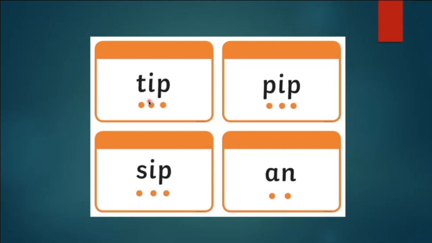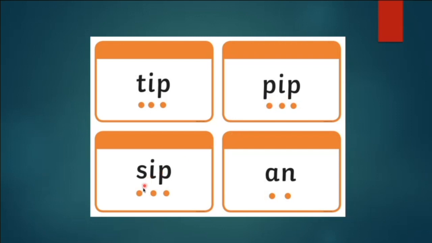Okay, let's move on. T, I, P, tip. What word is that? Tip. Nice practicing reading, everyone. Okay, let's move on to the next word. So, this word again has 3 sounds. 1, 2, 3. P, E, P, peep. What word is it? Yes, the word is peep.